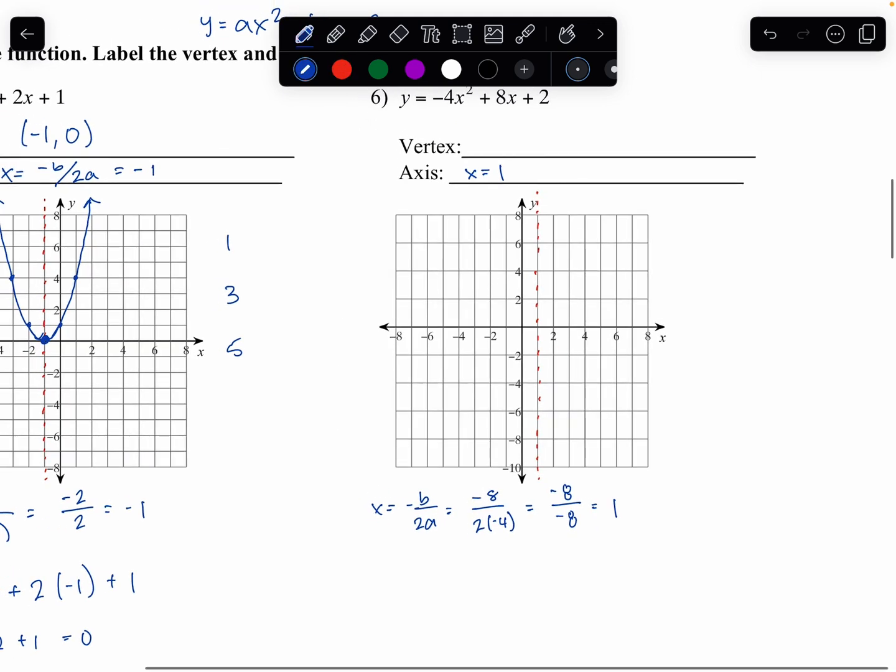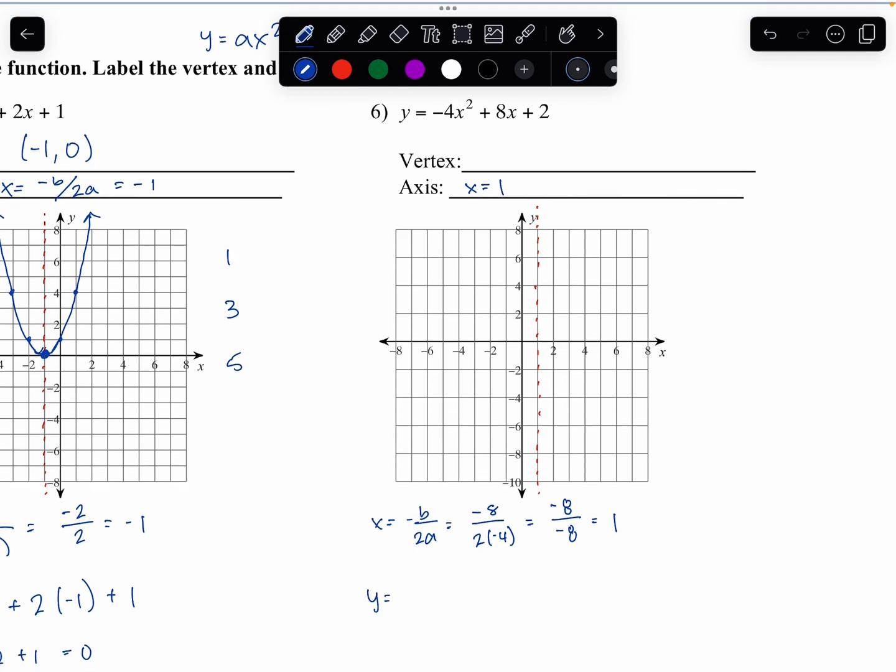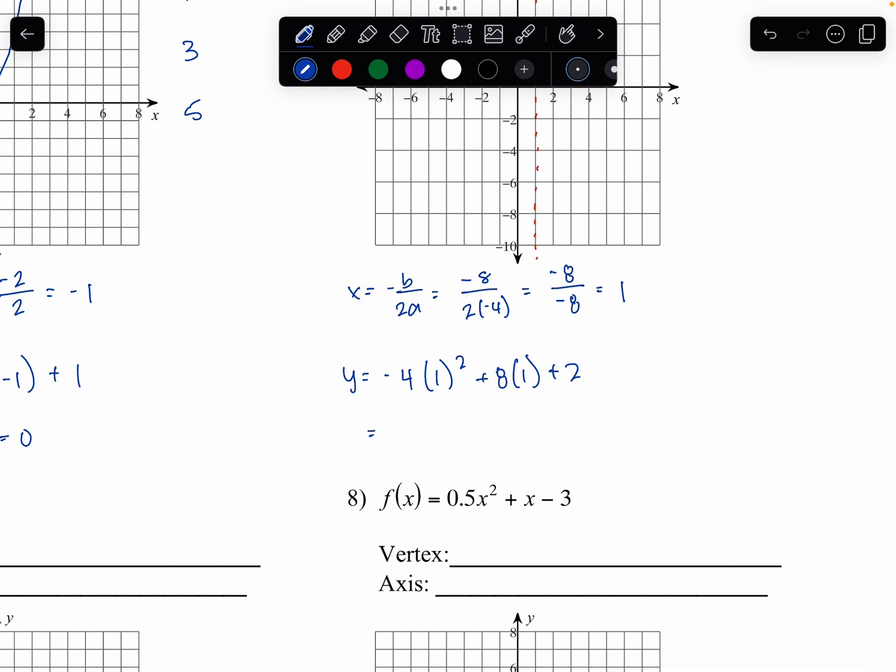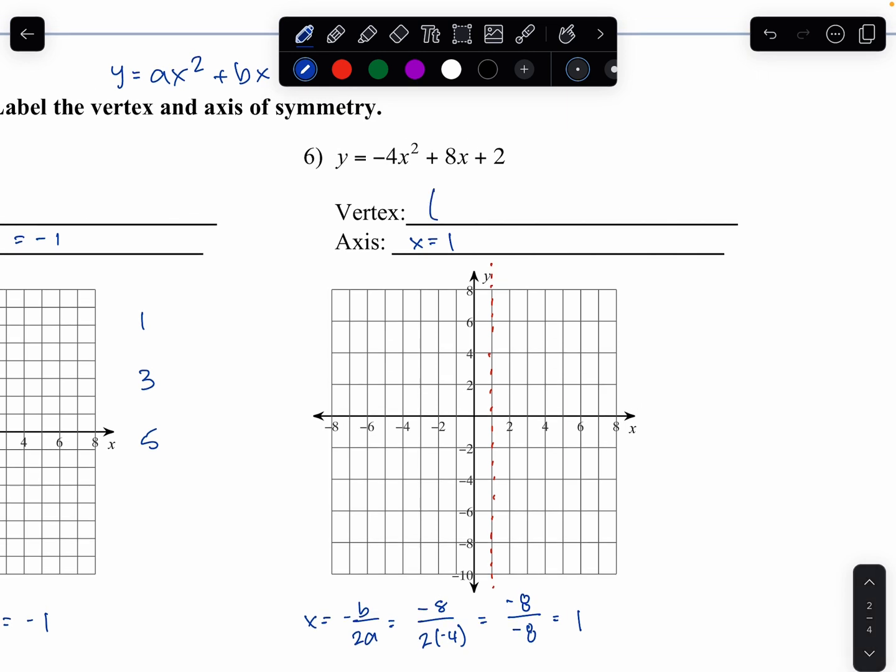And then if I'm going to find the y-coordinate, I'm going to plug this value into the function. So we have negative 4 times 1 squared plus 8 times 1 plus 2. And then evaluate. So this is just going to be negative 4 plus 8 plus 2. So if you think about it, this right here is 10 minus 4. So this comes out to be positive 6. And that's going to be the y-coordinate of my vertex. And of course the x-coordinate is 1. So there's my vertex. I can plot that right here. So we have 1, 6. Note that the y-axis is counting by 2's.